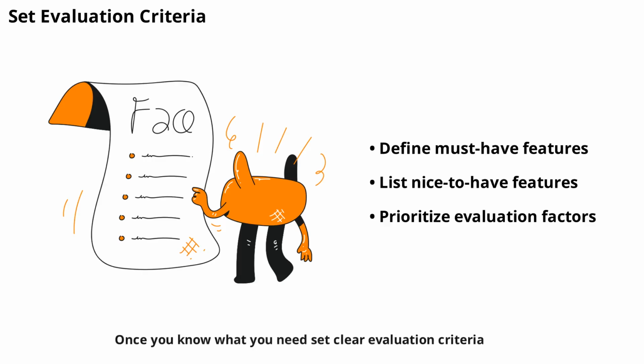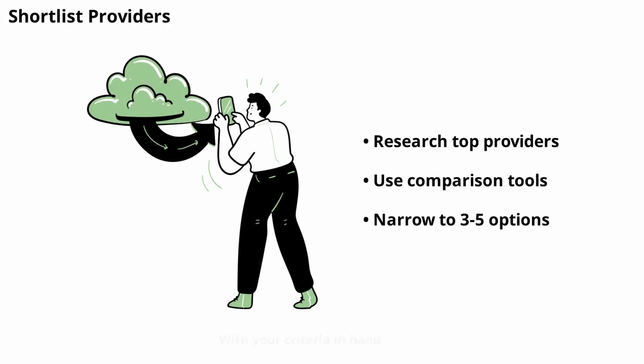Once you know what you need, set clear evaluation criteria. Common factors include storage capacity, pricing, security, ease of use, and customer support. You might also want to consider scalability, compliance standards, and integration capabilities. Having a checklist of must-have and nice-to-have features will help you quickly eliminate unsuitable options and focus on the best candidates. With your criteria in hand, create a short list of cloud storage providers.